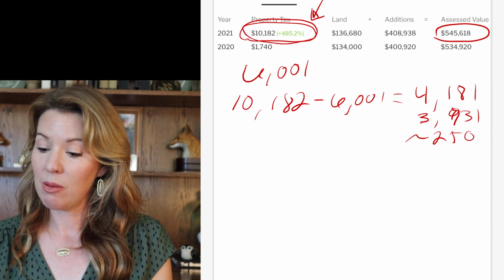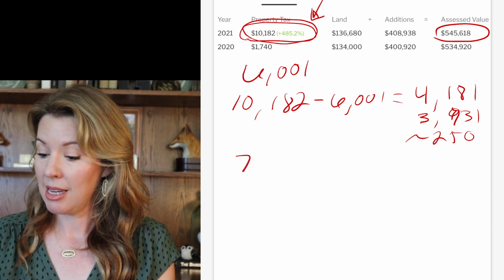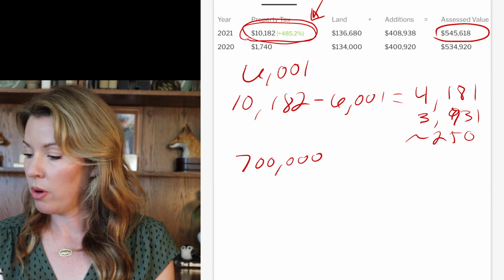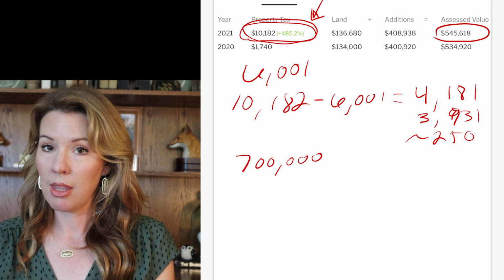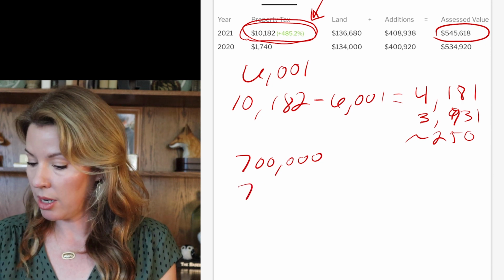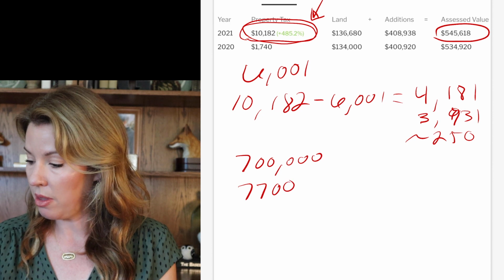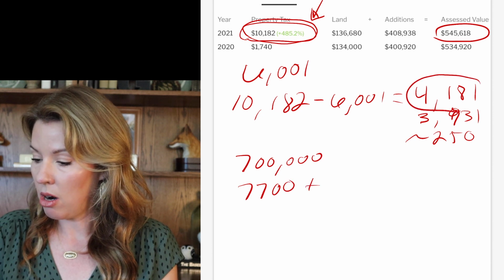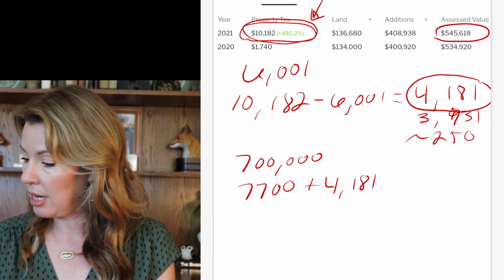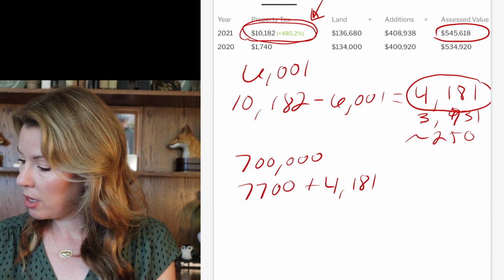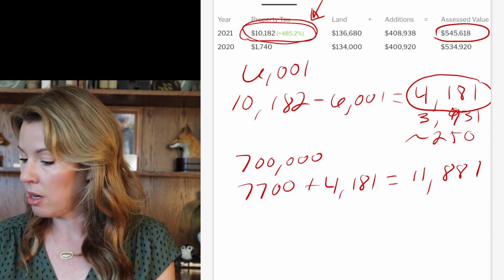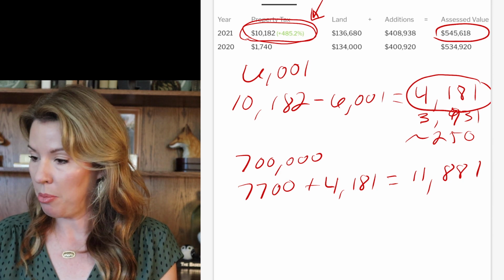So this particular property in Spencer's Crossing is now worth about, let's call it, $700,000. So we're going to be multiplying this $700,000 times the 1.1% rate, and we're going to get $7,700 for the base rate. We're going to add in our estimated special assessments, which are $4,181, and we are going to end up with $11,881 for our yearly property tax rate.